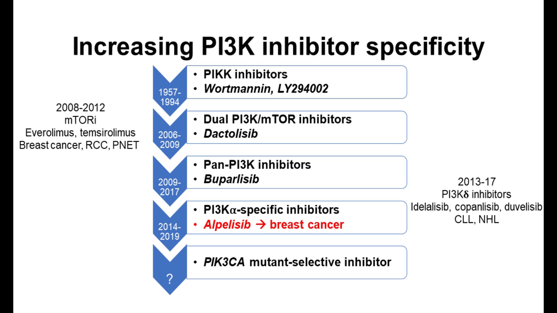And finally, I put at the bottom a PI3 kinase or PIK3CA mutant selective inhibitor. Many of the toxicities of this drug class are due to on-target inhibition of insulin signaling. And so if we could have a drug that inhibited mutant PIK3CA, as would be found in cancer, but not wild-type PIK3CA, this would be a huge step forward for the field.